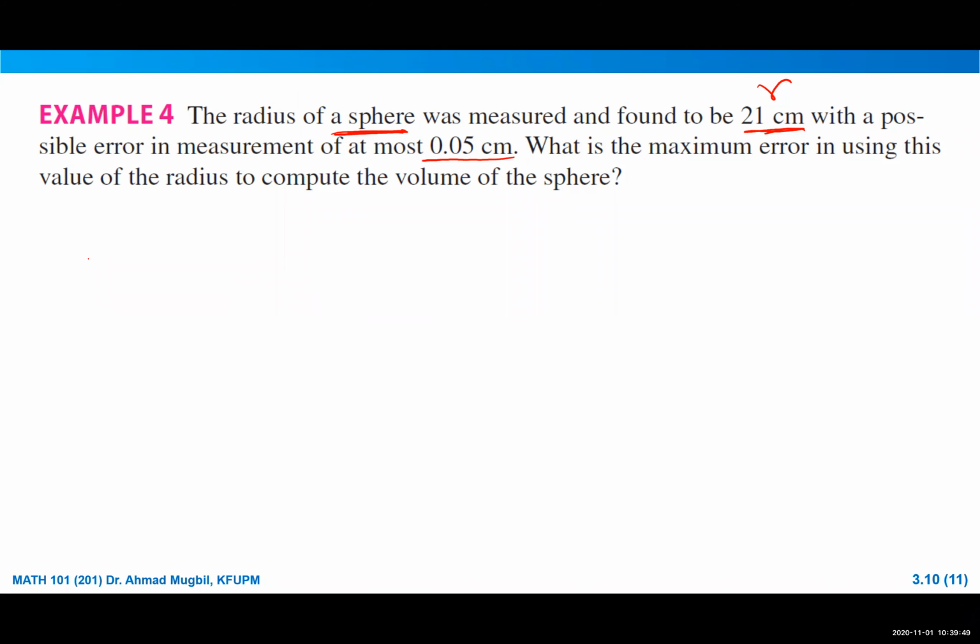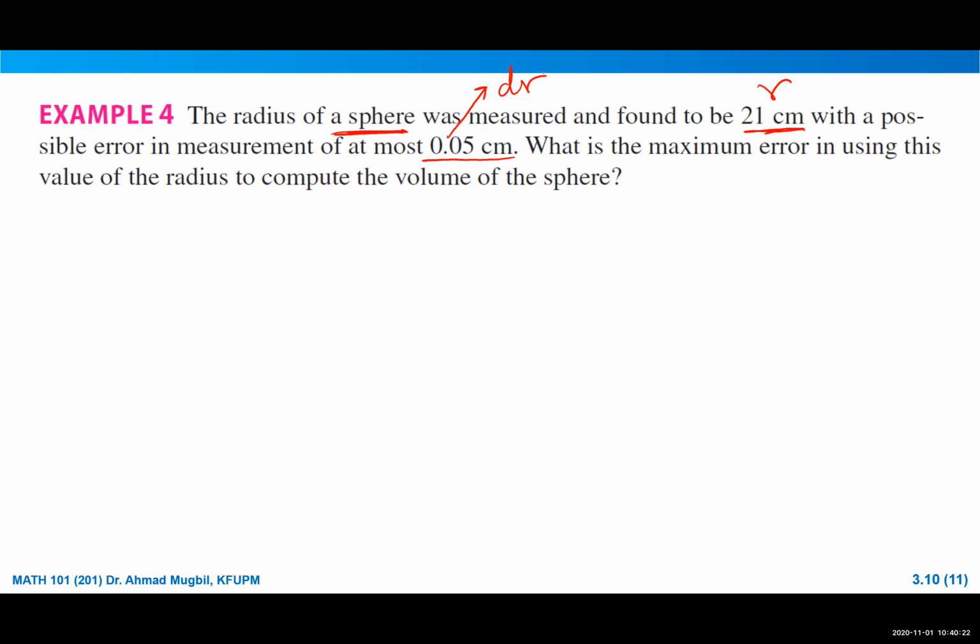So this means, ya Shabab, that we have a device to measure the radius of a sphere. But of course, this device is not 100% accurate. So there is a possible error that could be 0.05 centimeter, more or less. It could be plus or minus. So what can we consider this, Shabab? This will be dr, the change in r, a small amount of change of r.